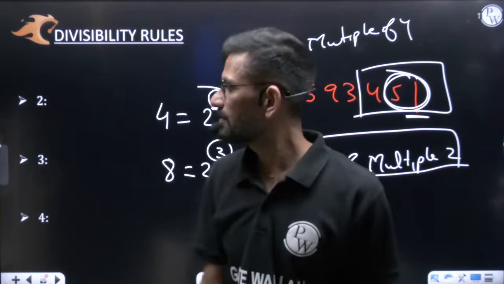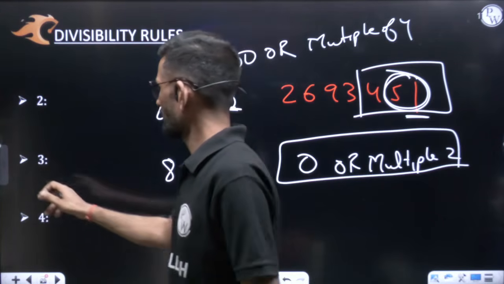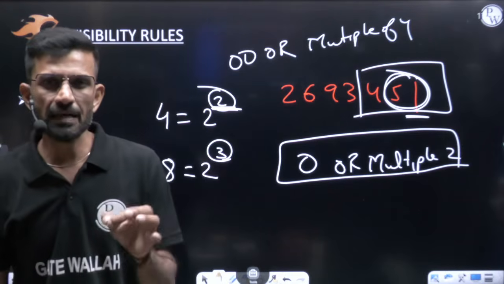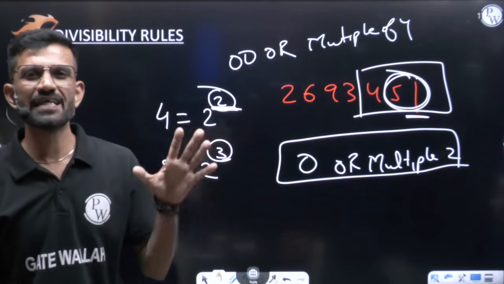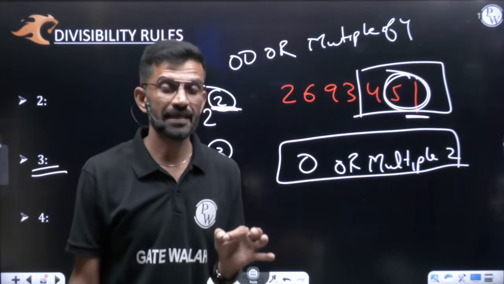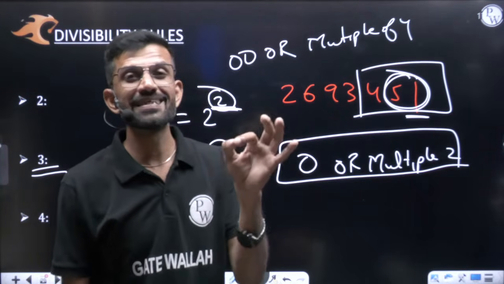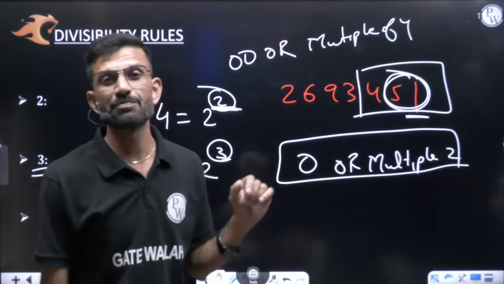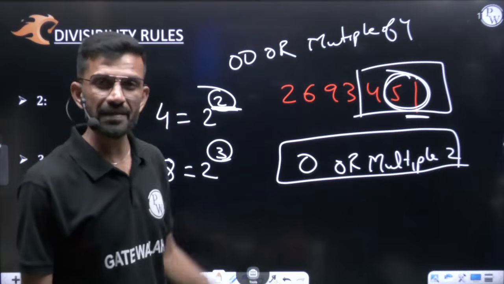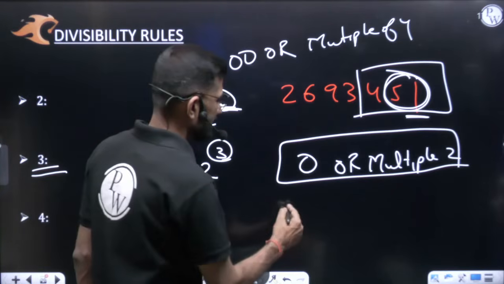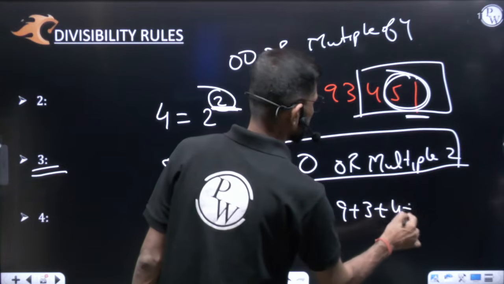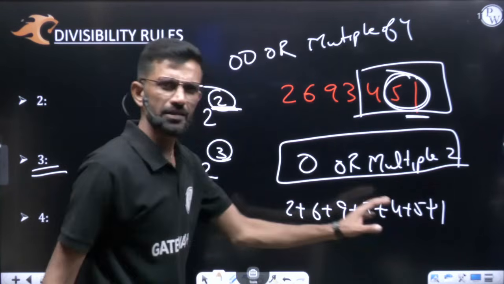Now moving further, the 3 divisibility rule. What is the divisibility rule of 3? The sum of the digits of a given number should be divisible by 3. Listen carefully. The sum of the digits of a given number should be divisible by 3. Then the given number is divisible by 3. Like here in the example, all the digits you have to add, that is 2 plus 6 plus 9 plus 3 plus 4 plus 5 plus 1. Everything, all the digits you have to add.